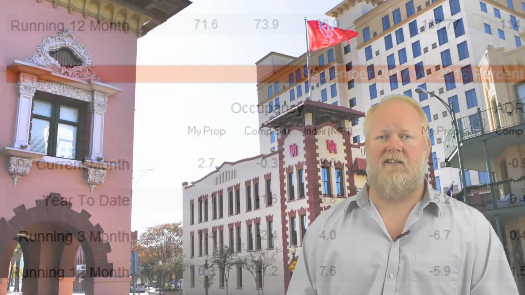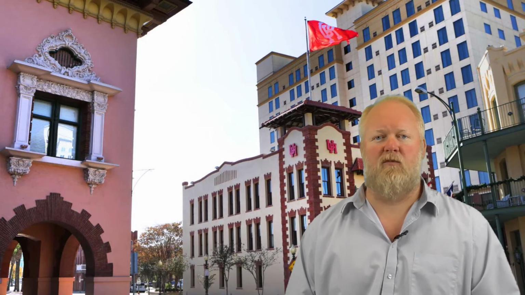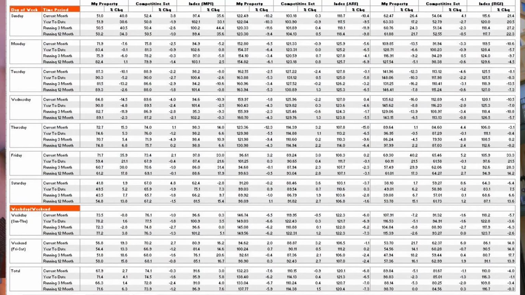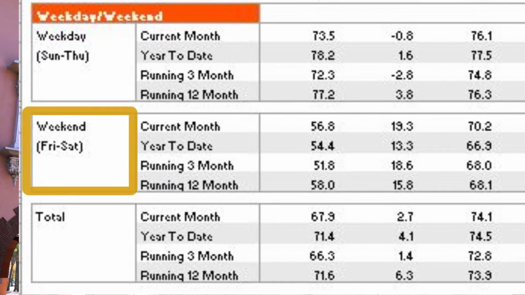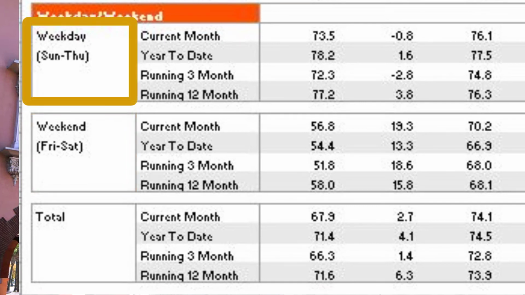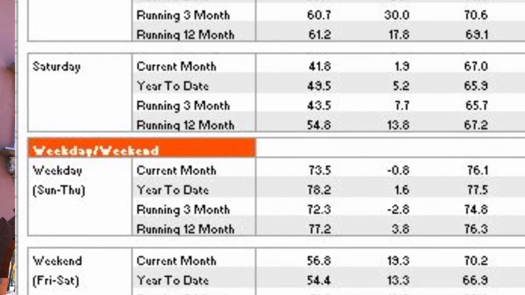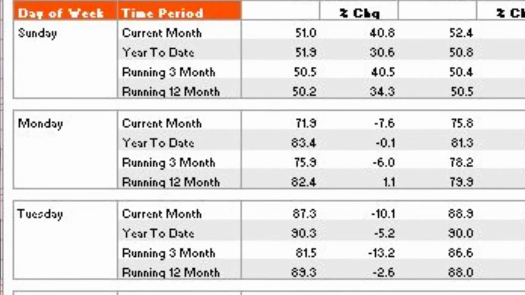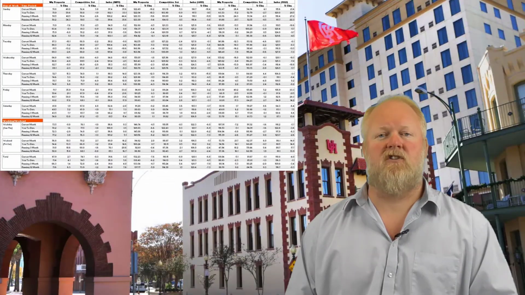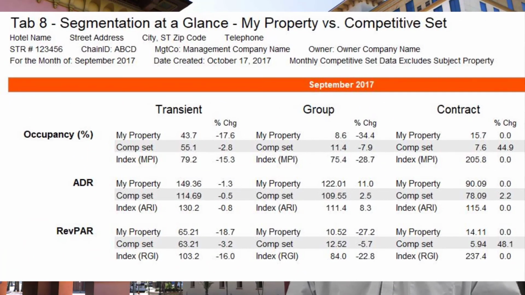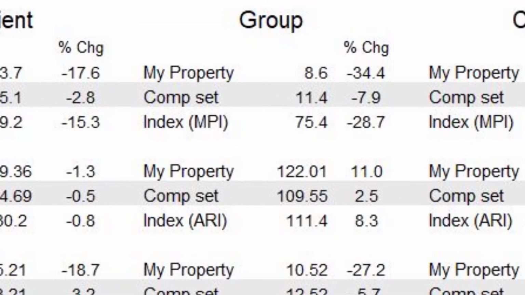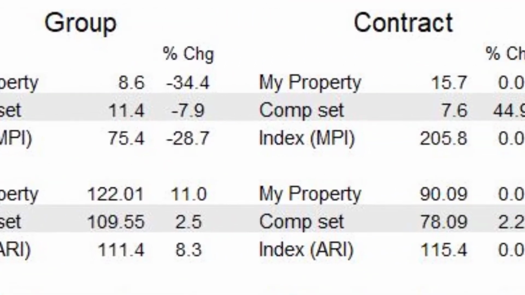Another important page in the monthly STAR report is the day of week and weekend weekday numbers. You can drill down and identify how your hotel's doing on the weekends versus the competition, weekdays, or different specific days of the week. This can give you valuable information as you think about pricing strategies. There's also a segmentation page where you can see the breakout of transient business, group business, and contract business. Again, group is identified as any business that has 10 or more rooms, and contract are going to be things like airline crews.